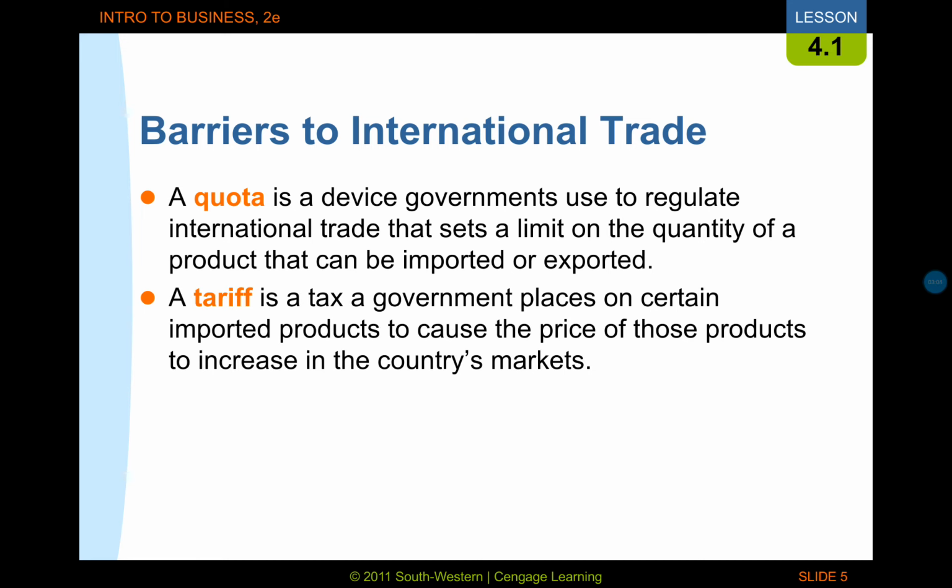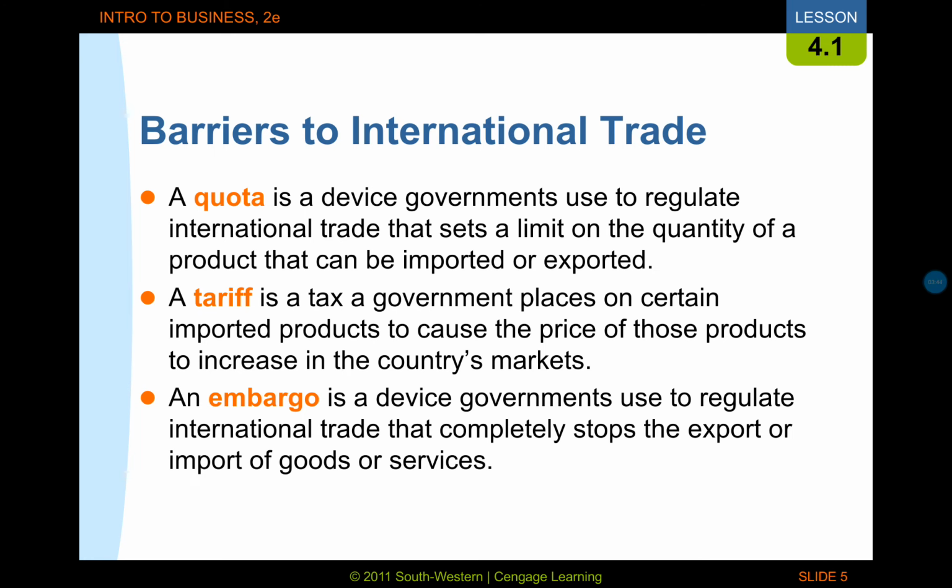A tariff is a tax the government places on certain imported products to cause the price of those products to increase in the country's markets. Back in March, I think it was, of 2018, President Trump ordered a 25% tariff on imported steel and a 10% tariff on imported aluminum. And I believe that he has recently, I think beginning of this year, been motioning to extend that tariff.